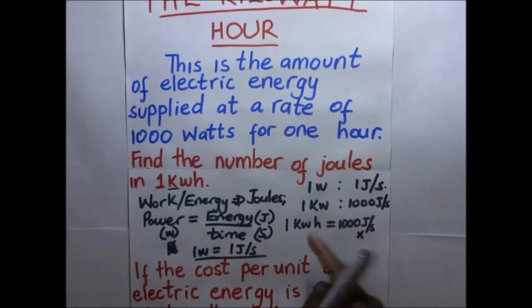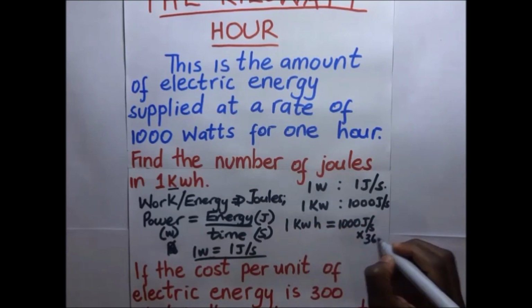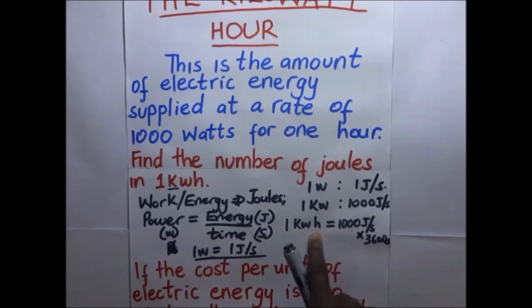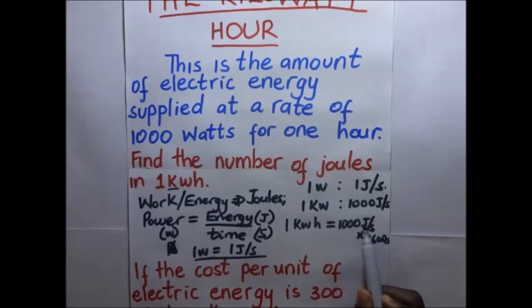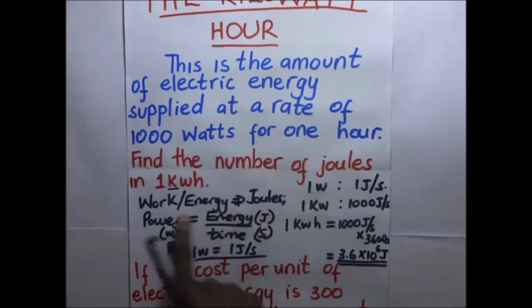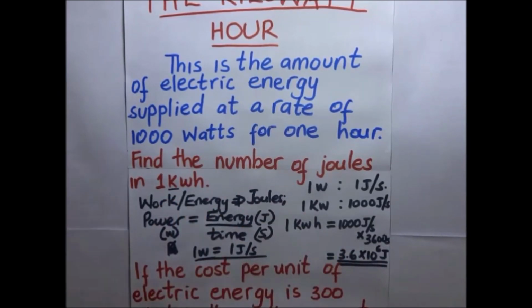Multiply that by 3600 seconds. So 3600 seconds is what is present in 1 hour. So as you're multiplying joules per second by a second, you remain with joules. So it means that the answer we have here is 3.6 times 10 to the power 6 joules. And these are precisely the number of joules that are present in 1 kilowatt hour of energy.